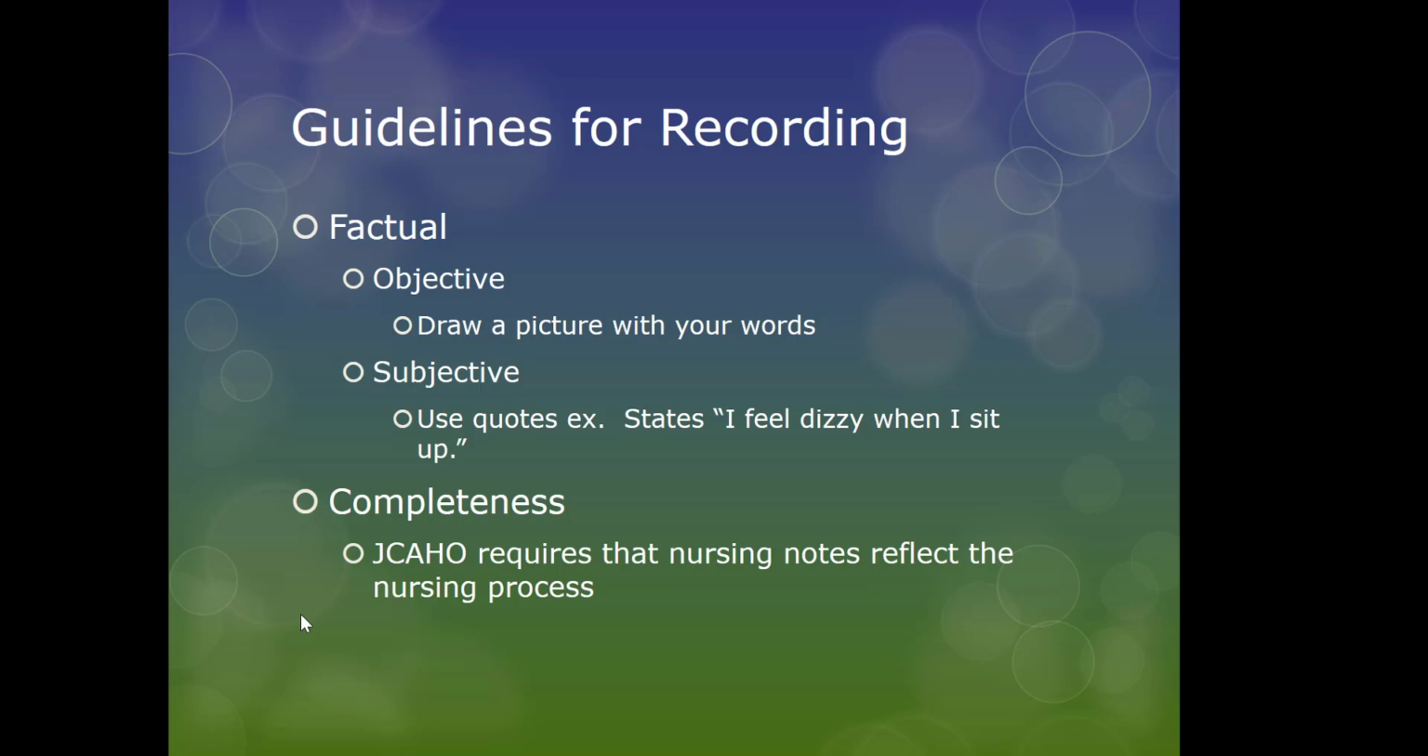And then completeness. JCAHO requires that nursing notes reflect the nursing process. And while you guys haven't had a lot of information on the nursing process yet, I promise it's coming. And part of the nursing process is to assess what's going on with our patient, kind of figure out what the problem is, then come up with a plan of care that's going to help them get better. That plan of care includes goals that we want the patient to reach, the things that we're going to do to help them reach their goals, and then an evaluation at the end of whether they actually did reach that. I promise you, you will have so much practice in this that eventually it will become second nature.